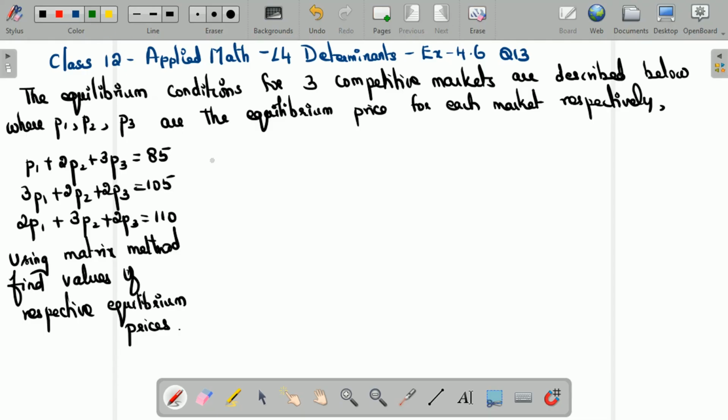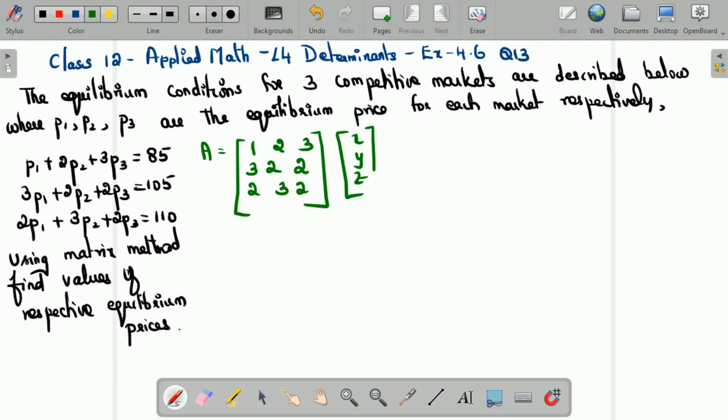So first let's write the coefficient matrix A. This is going to be equal to 1, 2, 3. Then the second row will be 3, 2, 2. The third row will be 2, 3, 2. Now for the variable matrix, that is going to be x, y, z, and then the constant matrix, which we are going to name B, will be 85, 105 and 110. Now we know that X is going to be equal to A inverse of B.